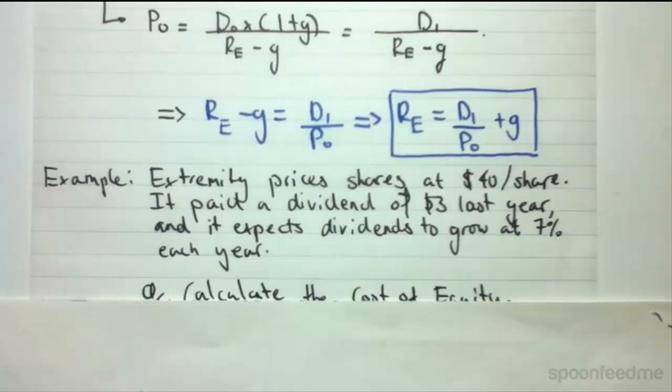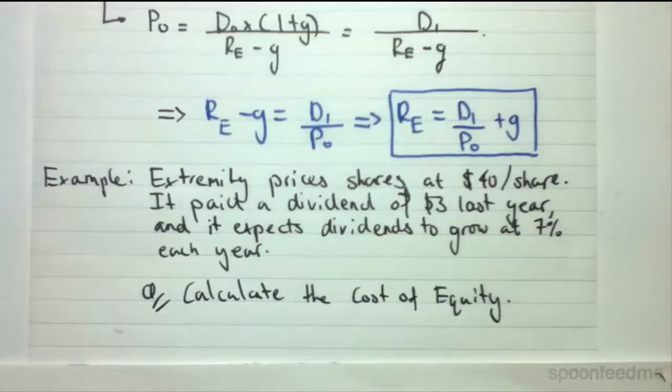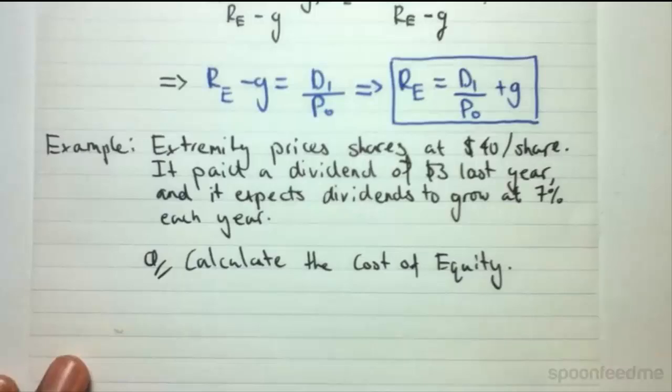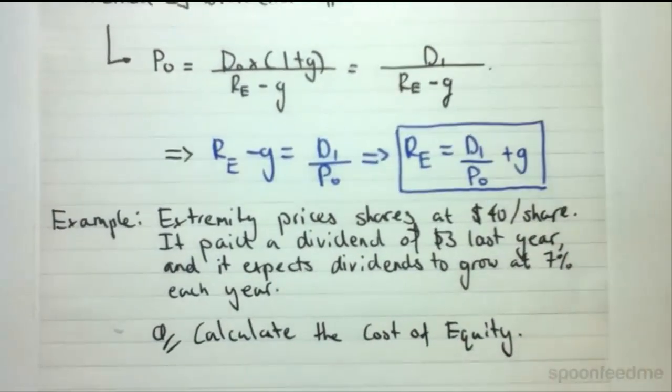Extremity prices shares at $40 per share. It paid a dividend of $3 last year, and it expects dividends to grow at 7% each year. Now, what we want to do is calculate the cost of equity. Okay, fair enough. Pretty simple. Just have to use this formula and plug in 3 values.